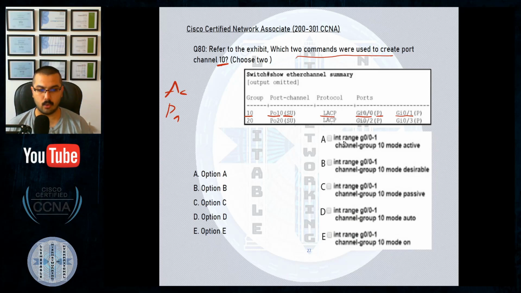Okay, so interface range GigabitEthernet 0/0 to 0/1. Active, yes, that's correct. This will make the interfaces part of this channel group. Desirable will make it PAgP. Passive will make it LACP. Auto will make it PAgP. On will make it an R, not an S, but it's an S. It's a switch, not a router. Or a bridge, a B, not a switch. Okay, so A and C will be correct. Option A, option C. Thank you.